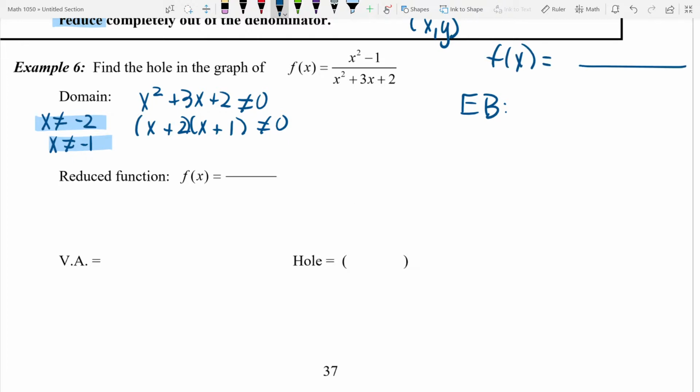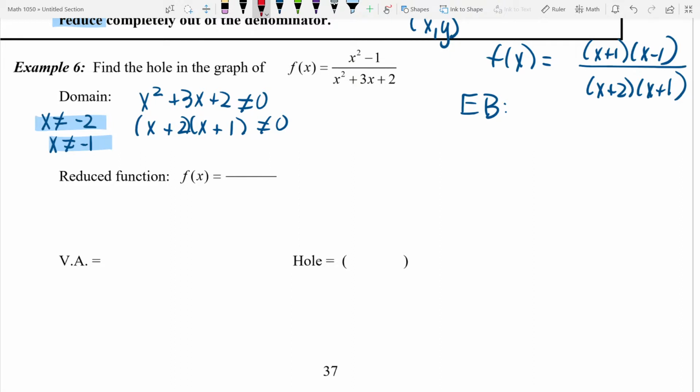What is the rule that tells me how to factor the top? Do you remember the name? It doesn't matter if you remember the name. What does the top factor to? It's called the difference of squares, and it factors to x plus 1 times x minus 1. Okay? The bottom, we just factored, it factors to x plus 2 times x plus 1. Okay? Can I reduce that, what I've got right there? Yes or no? Yes, I can.